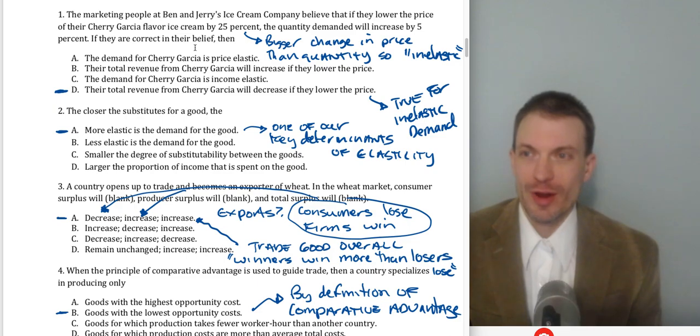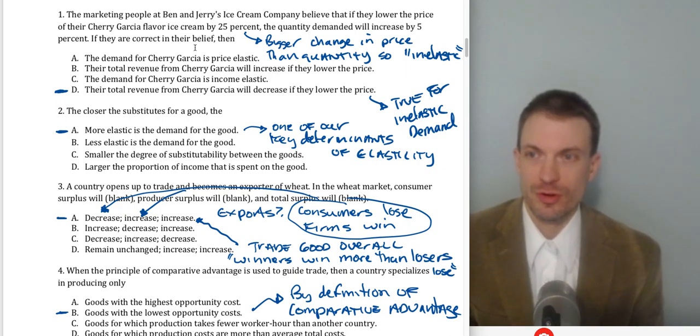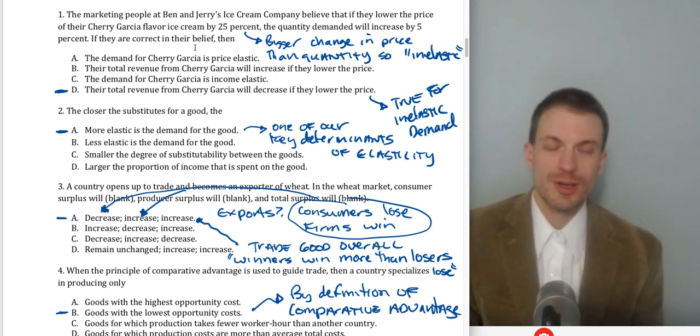Which of the following is correct? The demand for Cherry Garcia is price elastic. Their total revenue from Cherry Garcia will increase if they lower the price. The demand for Cherry Garcia is income elastic, or their total revenue from Cherry Garcia will decrease if they lower the price. Okay, so we have to go and look at the data we've been given.